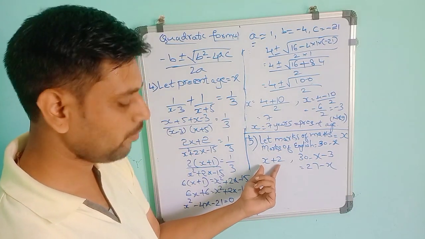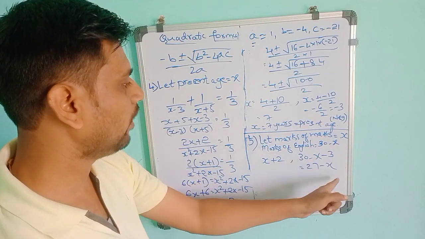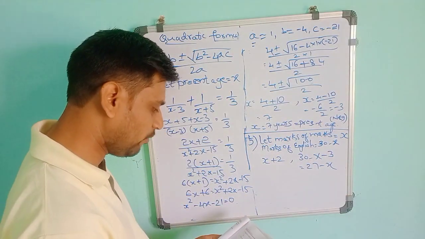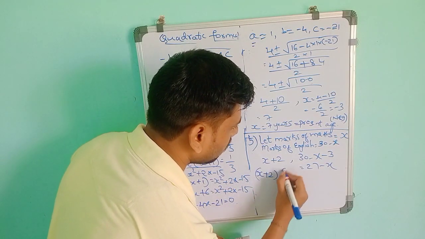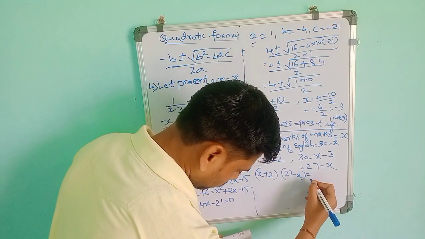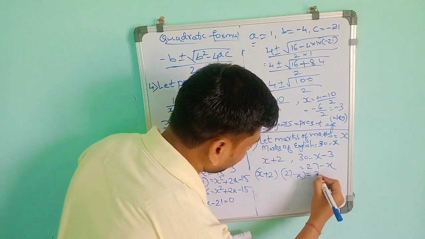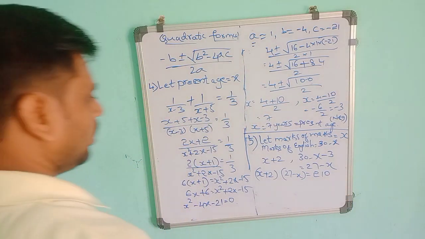This one plus 2 means it has taken 2 marks more in mathematics. Already x is there, x plus 2 and 27 minus x. This product they have given as 210, x plus 2 and 27 minus x is equal to 210. So then you have to solve this as a quadratic equation.